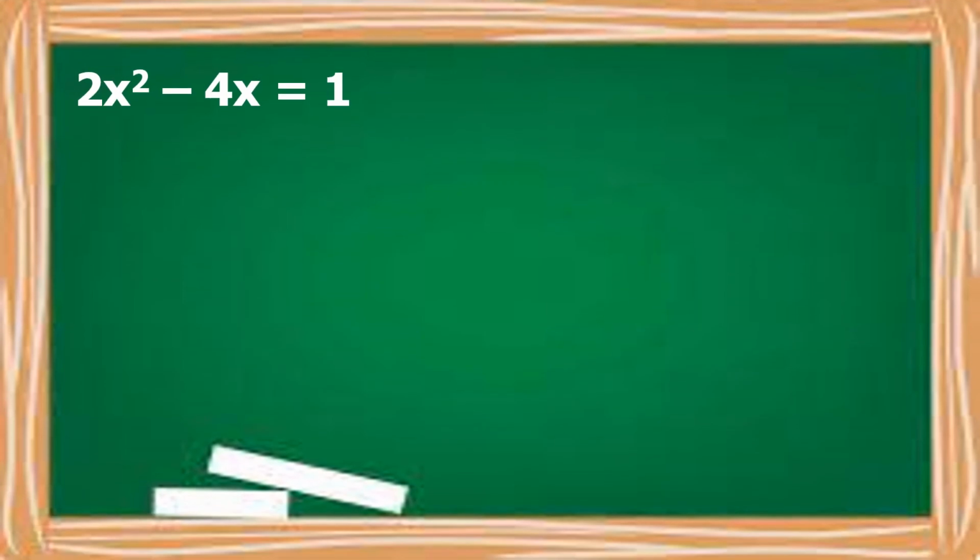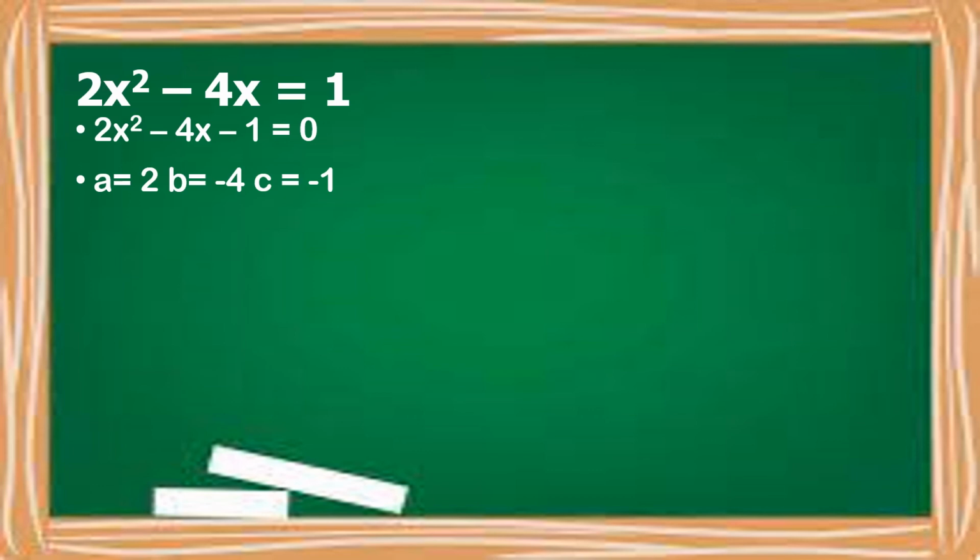For our last example, we have here 2x squared minus 4x is equal to 1. Let us determine the sum and the product of the roots without solving the roots. The first step is to write the equation in the standard form ax squared plus bx plus c equals 0. Therefore, we have 2x squared minus 4x minus 1 is equal to 0. Now, let us determine the values of a, b, and c. From the equation, we have a is equal to 2, b is equal to negative 4, and c is equal to negative 1.